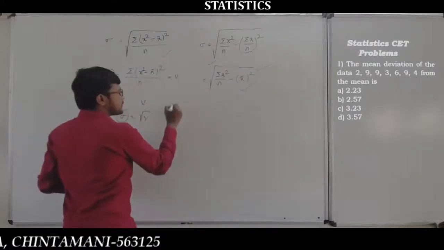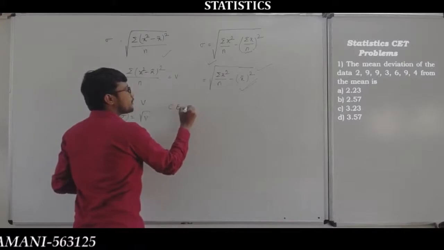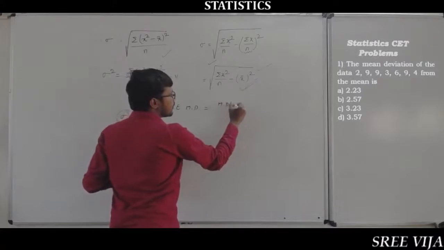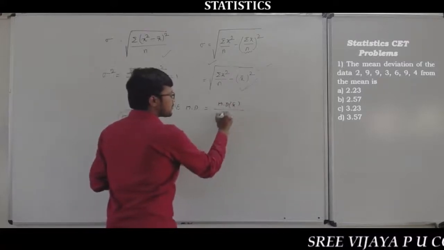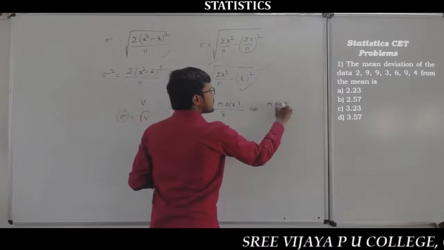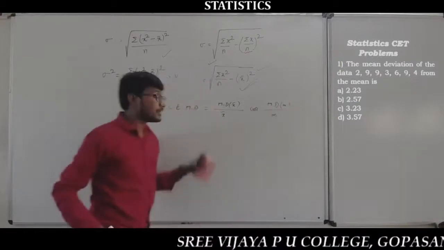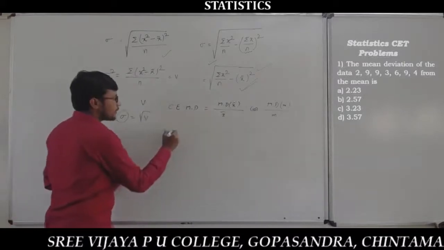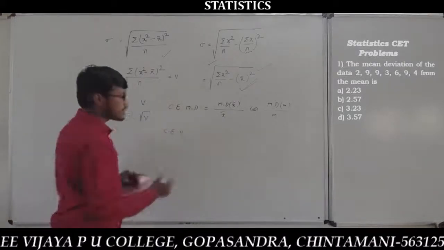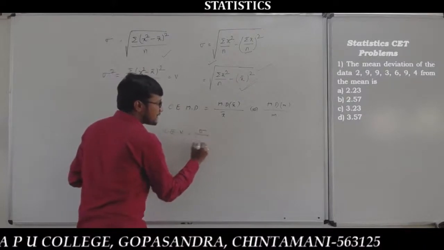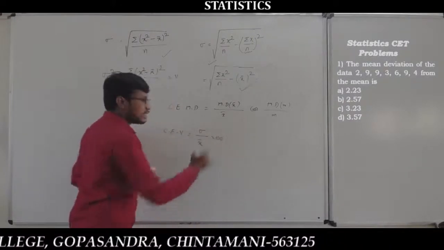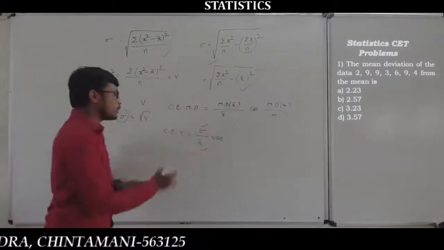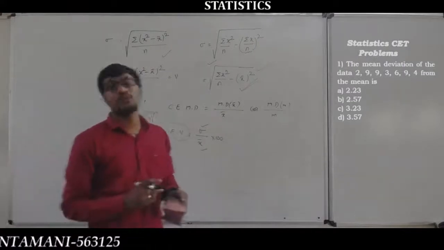Afterwards, finding the coefficient of mean deviation. The formula is mean deviation about the mean divided by x bar, or mean deviation about the median divided by the median. So this is for finding the coefficient of mean deviation. Similarly, you will get the coefficient of variation: sigma by x bar into 100. Sigma is the standard deviation and x bar is the mean. By using these two, you can find the coefficient of variation.